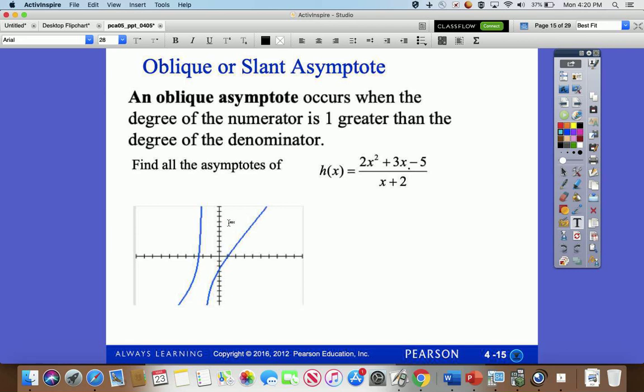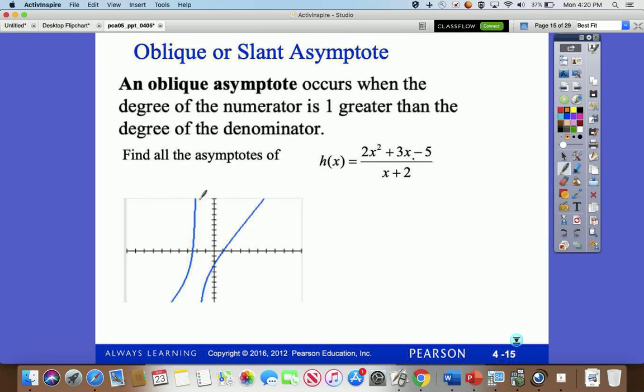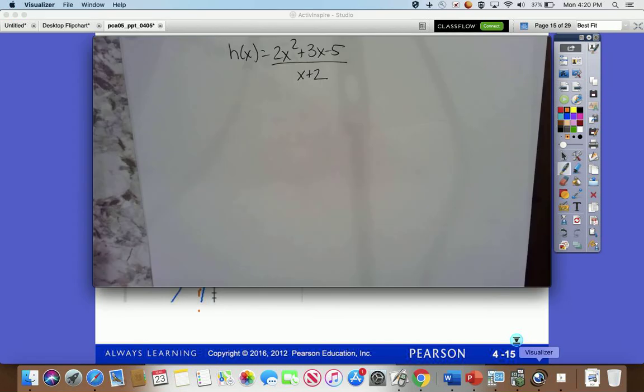So we're going to try to find all of the asymptotes here. You see this funky looking graph? You can probably already look at it and go, oh, look, there's a vertical asymptote at -2. And we look at -2, and sure enough, there's a vertical asymptote. But there's another separation here. That's not the only one. There's a weird slanted asymptote. Oblique asymptotes are called slant asymptotes. And so here's how we would find all of the asymptotes.